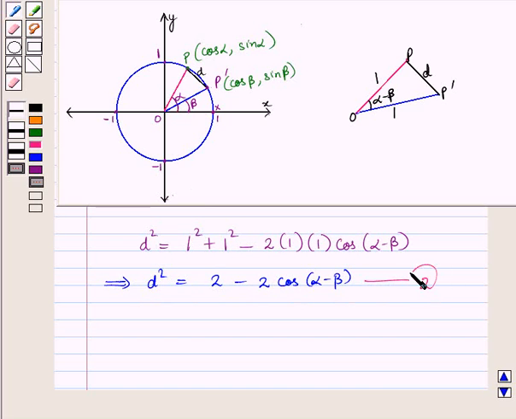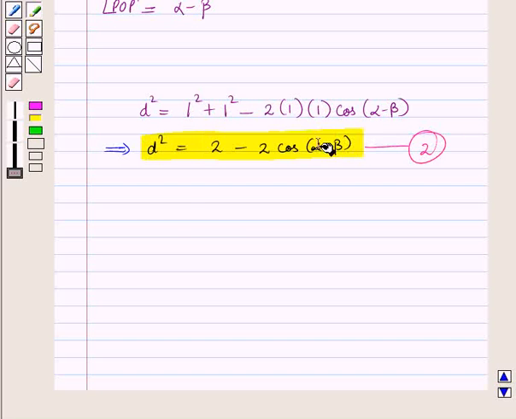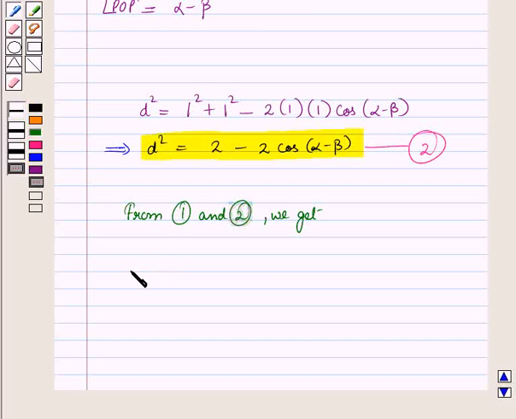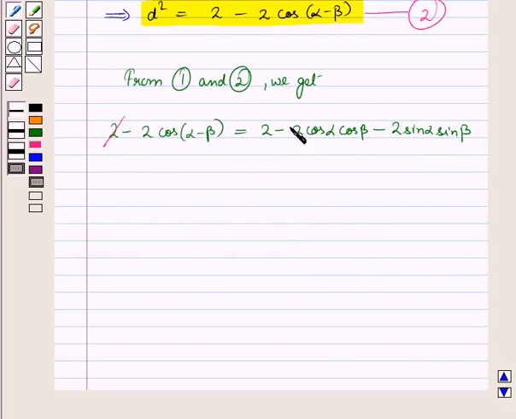Now let this be equation number 2. Now this is equation number 1 and this is equation number 2. So equating equation number 1 and 2, we get 2 minus 2 cos of alpha minus beta is equal to 2 minus 2 cos alpha cos beta minus 2 sin alpha sin beta. Further, this implies minus 2 cos of alpha minus beta is equal to minus 2 cos alpha cos beta minus 2 sin alpha sin beta.